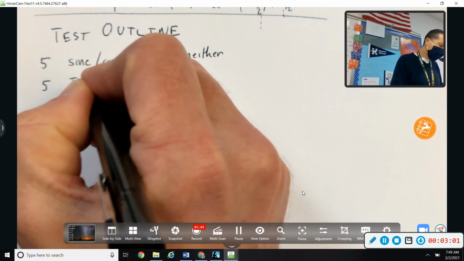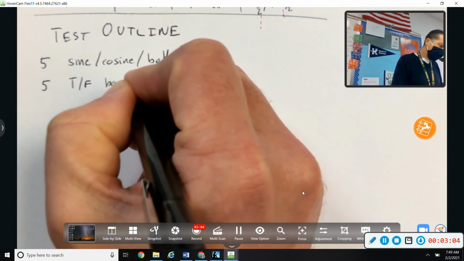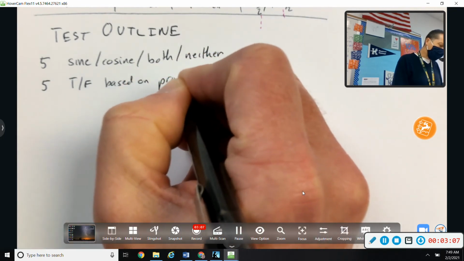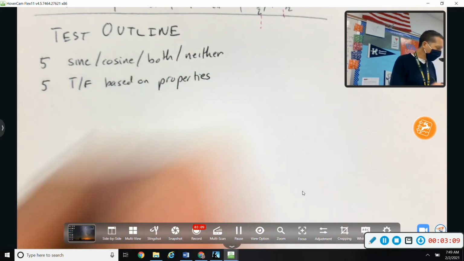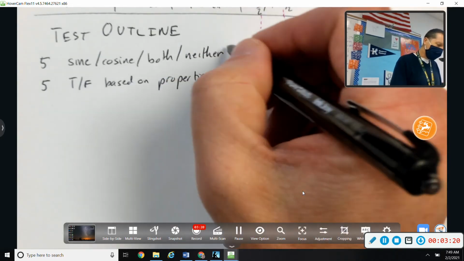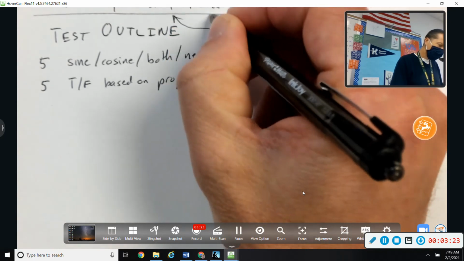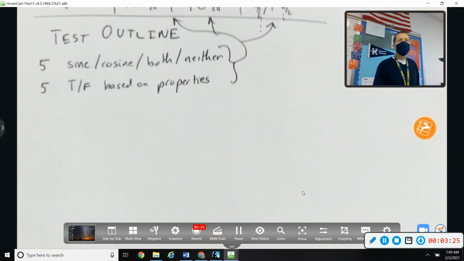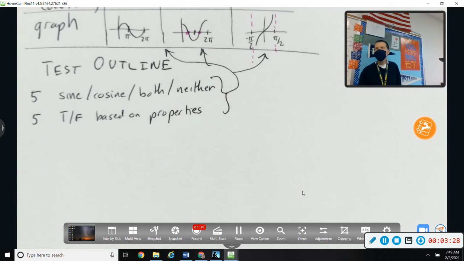And then 5 true, false, based on the properties that we just looked at. Domain, range, period, zeros, asymptotes, all that stuff. So that kind of gets your brain thinking. I would suggest you draw the little pictures. You don't have to, but kind of get your brain going at the very first part of the test. Take 30 seconds to draw the 3 parent functions, and then your brain's engaged, you're ready to answer these questions, and you're ready to do the rest.